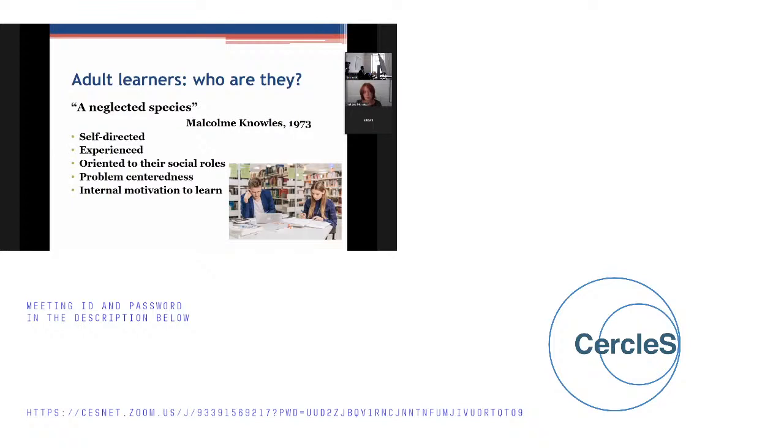Another feature is problem-centeredness, because through the study process they hope to achieve certain results which will help them to solve problems that they expect in the future or having now. And as a result, they are much more internally motivated to learn than younger students.